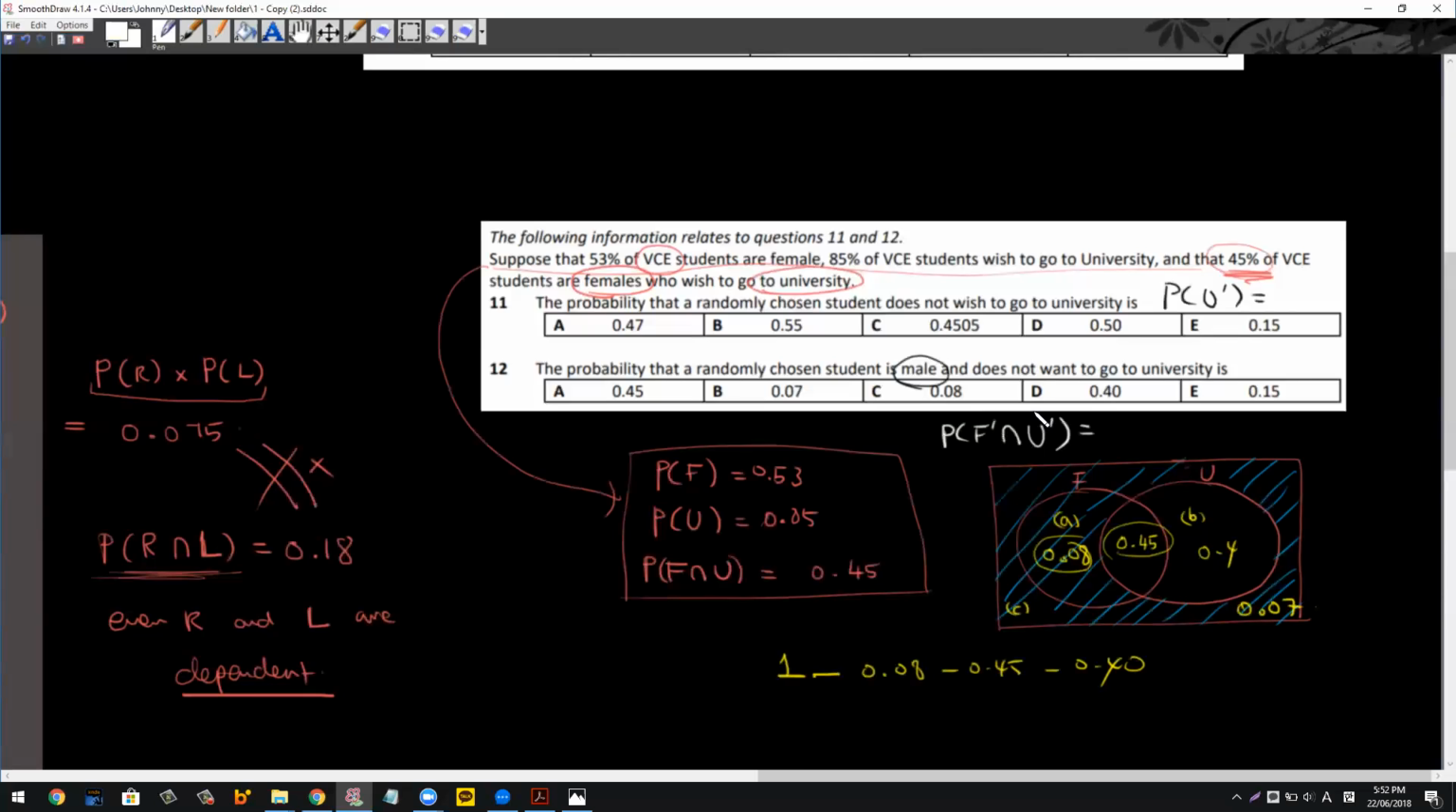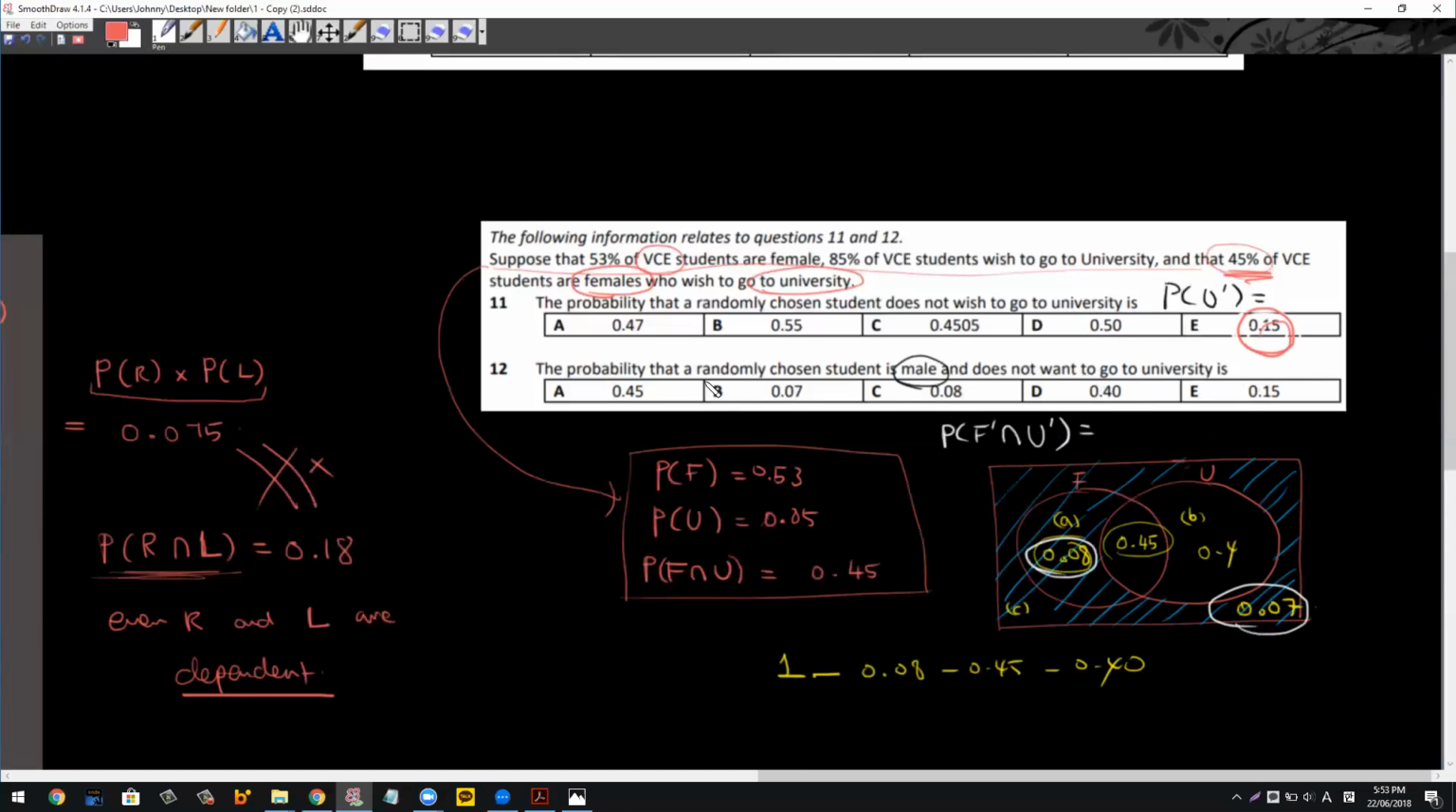Still working on it? Okay. So you got 0.4 for question 12. Okay, let's have a look. So the outside of university, so probability randomly chosen student does not wish to go to university. So that's outside of university. That's this one plus this one. Make sense? So that's 0.15. So that's the answer.